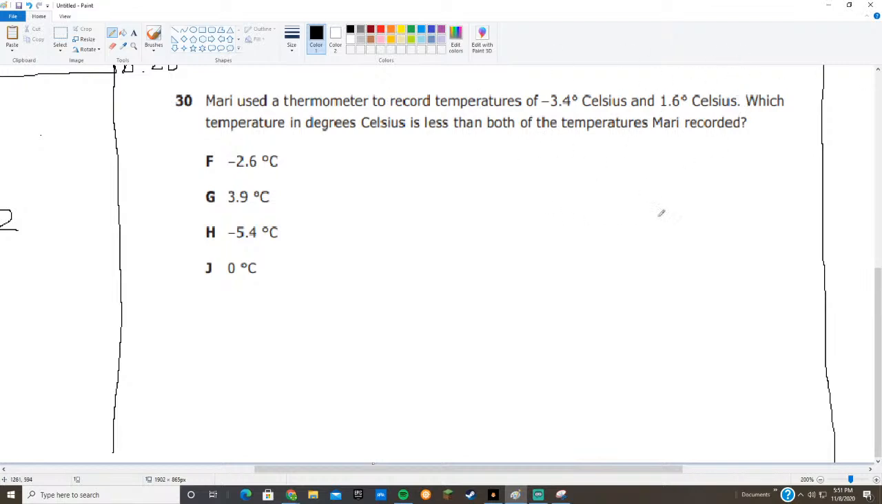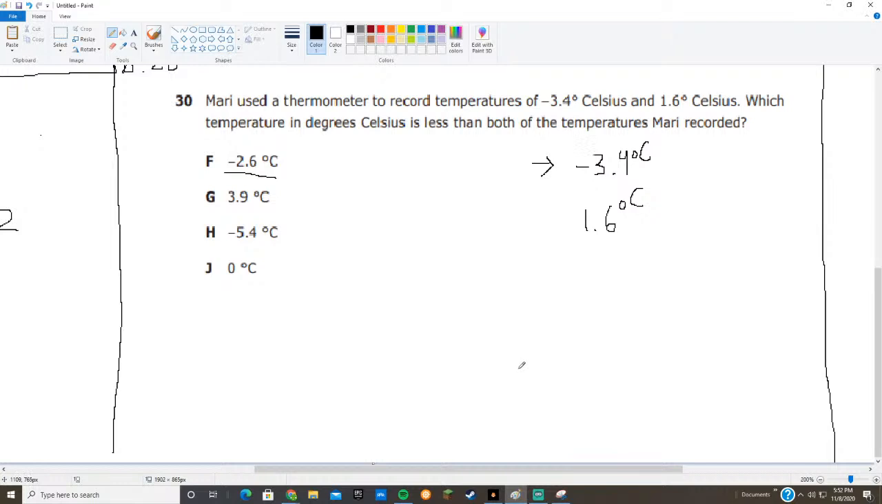Meaning, let's write down the values she recorded. She wrote down negative 3.4 degrees Celsius, and she wrote down 1.6 degrees Celsius. So what value is less than 1.6 and what value is less than negative 3.4? So all we need to do is use these answer choices in the process of elimination to figure that out. So we'll check. Negative 2.6. Is that less than the value here, negative 3.4?